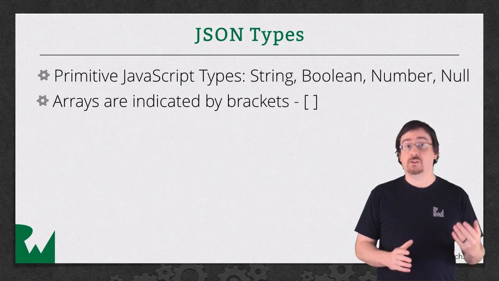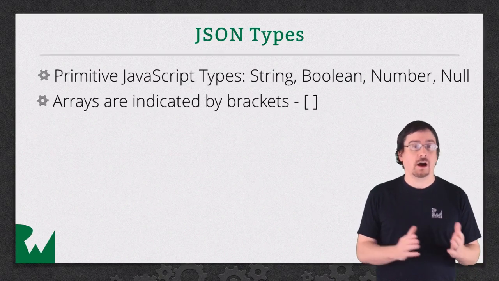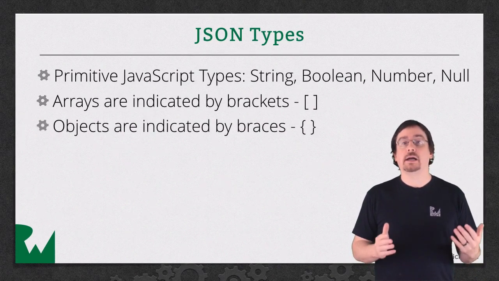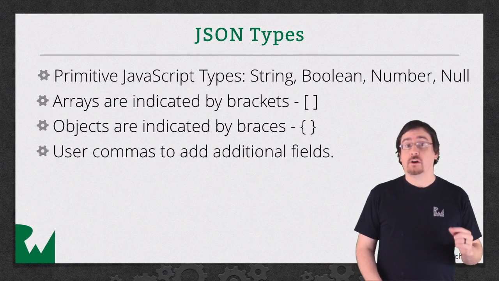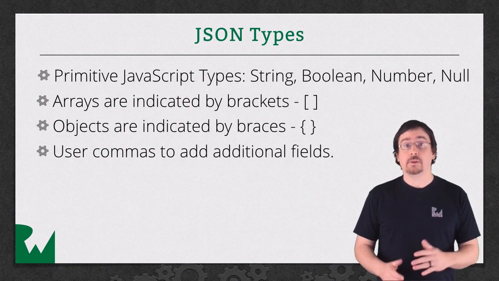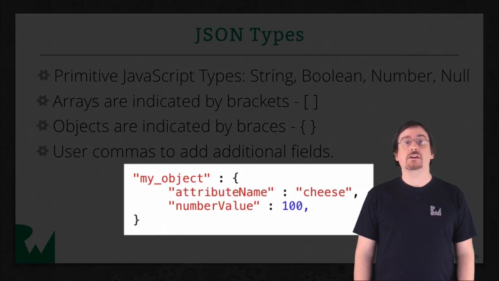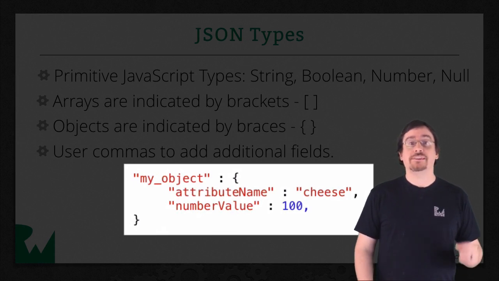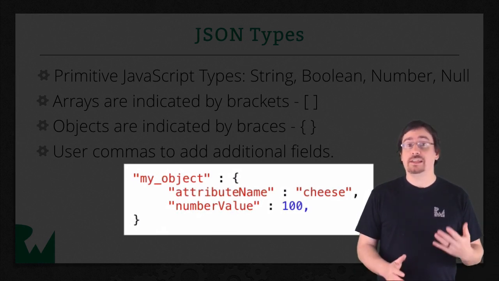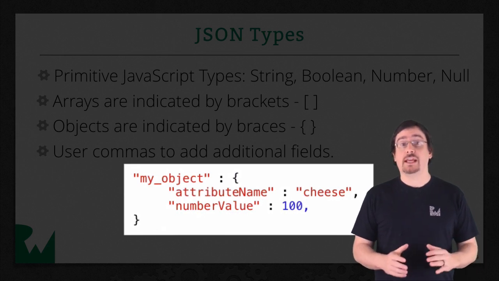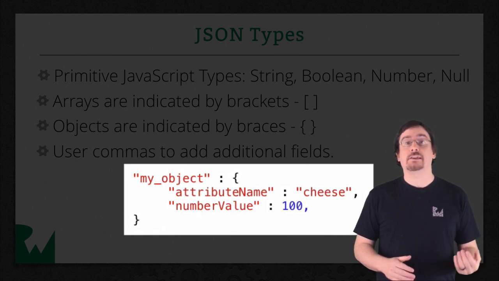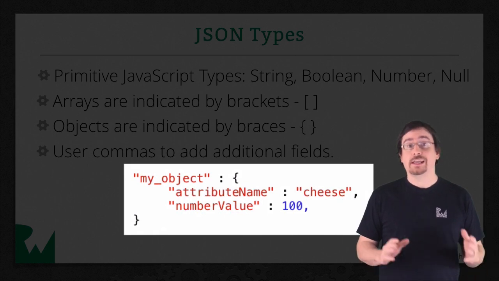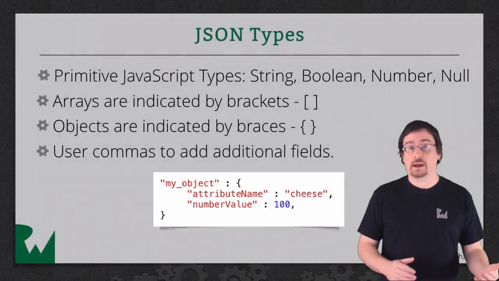Arrays are designated by using brackets, whereas dictionaries, or actually objects in JavaScript, are designated by braces. Fields are separated by commas. Colons are used between key value pairs. Here's an example. We have a key called myObject. The colon sets a value, which is a brace. The brace indicates a JavaScript object which contains more key value pairs. Inside the object is a field called attribute name, and it contains the value of cheese. You'll notice that the property has a comma after it, indicating another key value pair.